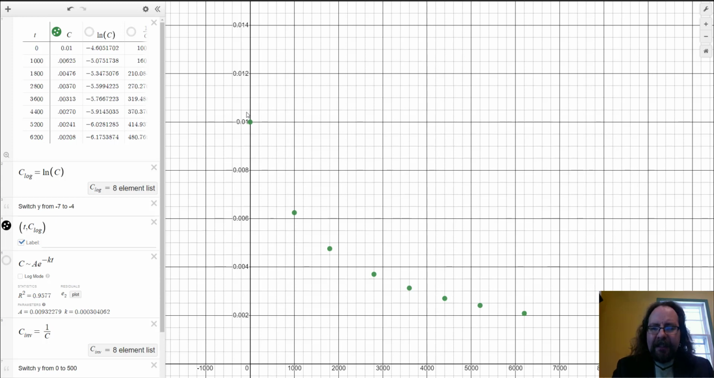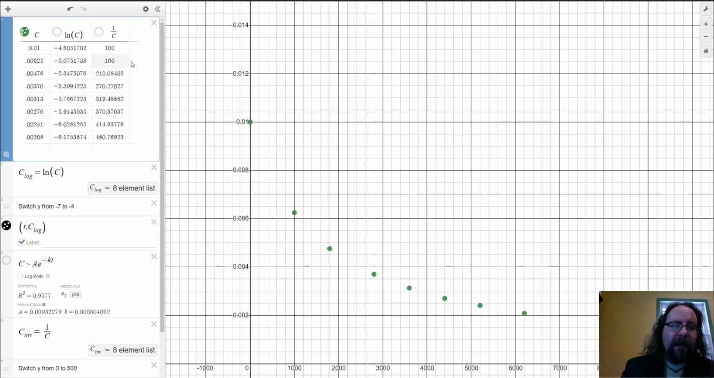Since that's not happening here, we should think that this is either a first or second order reaction. Now in my table, I also have a column where I took the log of the concentration, and you can see those are all negative values. And I also took the reciprocal of the concentration, which is all positive values.